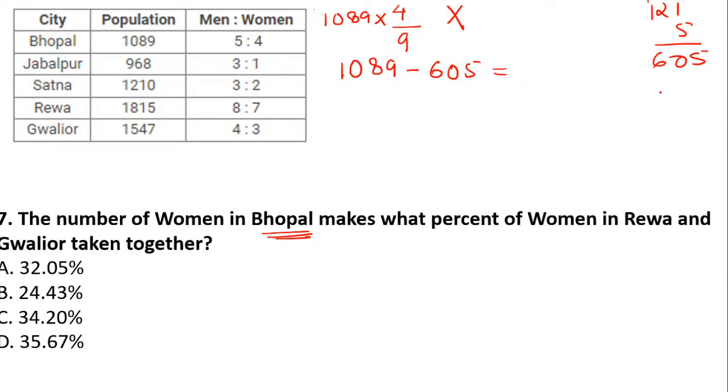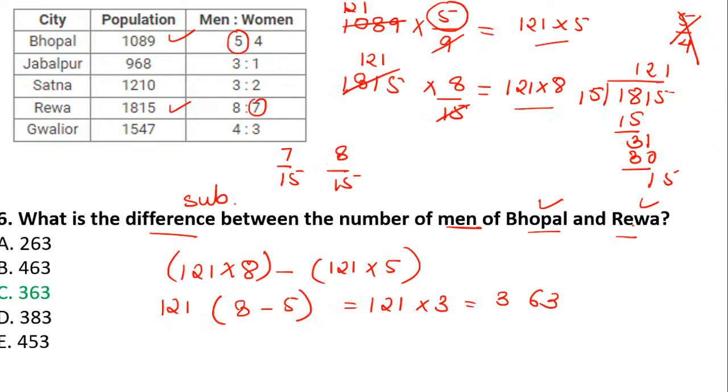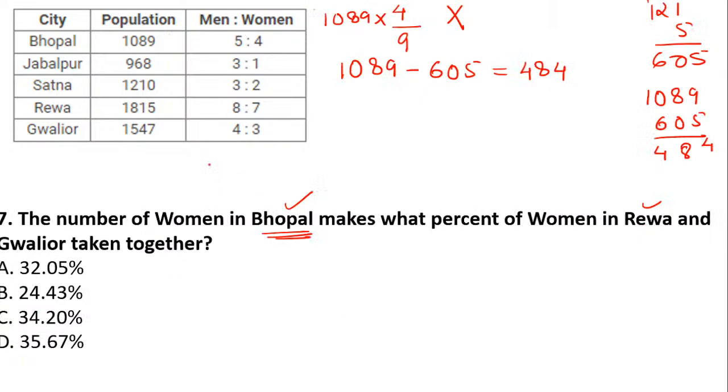Everybody got it? So, let me do 1089 minus 605. It is 484. So, how many women are there? 484 women are there. Simple question. So, this part we got it. Now question is saying what percent of women in Riva and Gwalior together. So do you know the number of men in Riva from the previous question? In the previous question you found out the number of men in Riva was 121 into 8. 8 ones are 8, 8 twos are 16, 8 ones are 8, 9. 968. So here in Riva men are how many? 968.